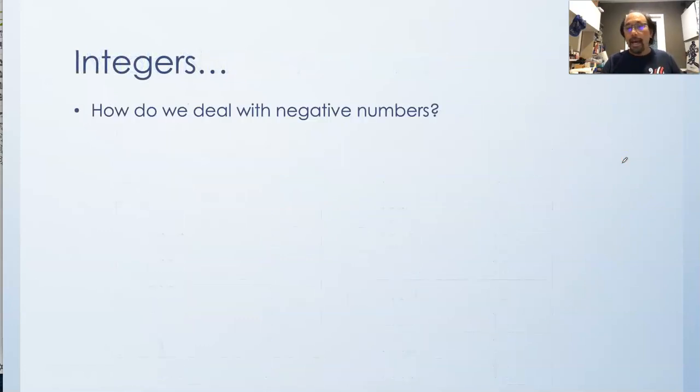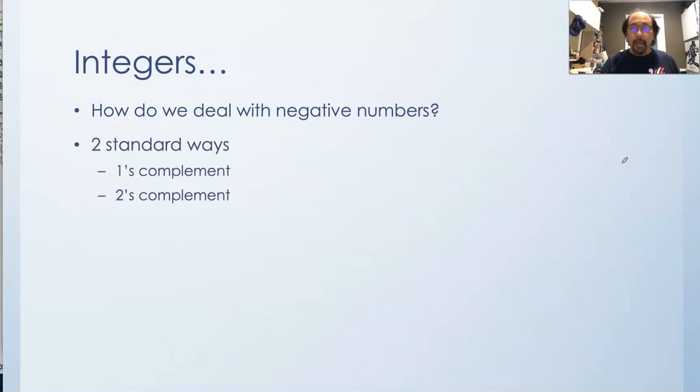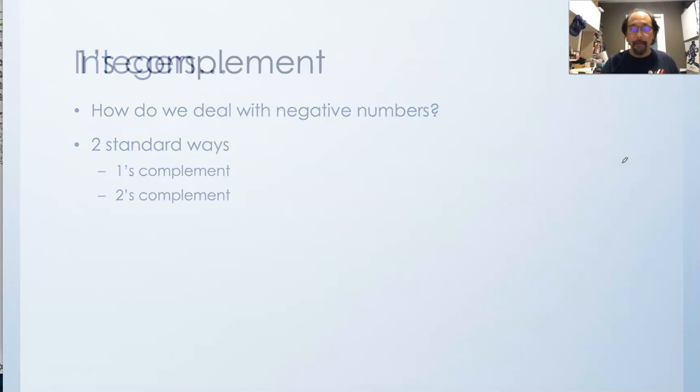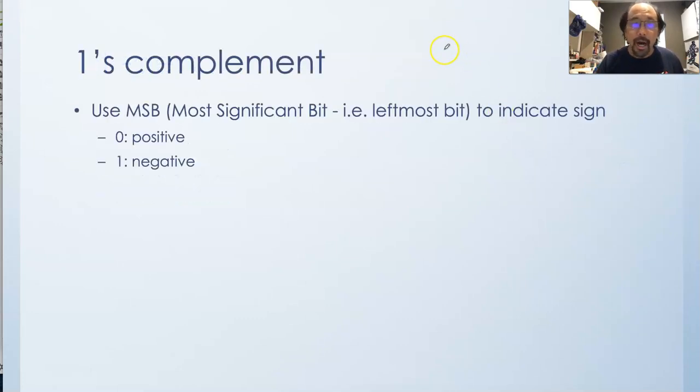But how about negative numbers? How do we deal with that? Now, there are two standard ways we deal with it in computer science. One is called 1's complement, and the other is called 2's complement. Now, in 1's complement, we use the most significant bit, the leftmost bit, the MSB, to indicate the sign. So this is what I mean.